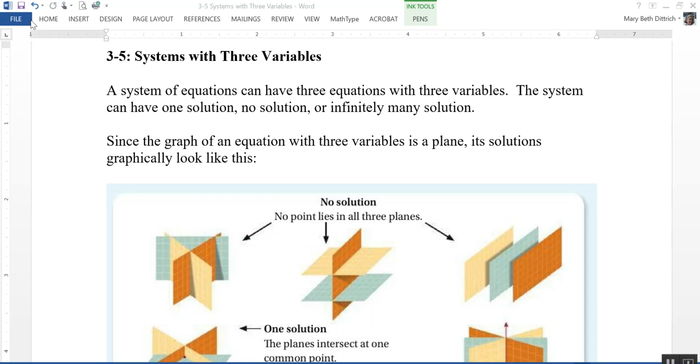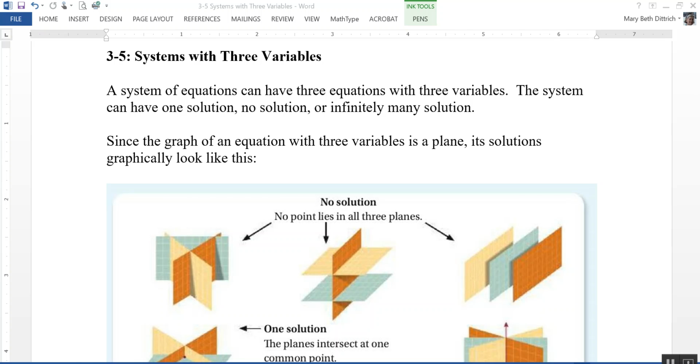Section 3.5 is on systems with three variables. In the previous sections, we took a look at systems of equations that had two variables, and to solve those we needed to have two equations. But you can also have a system of three equations that have three variables. As we saw with a system of two equations, it can have one solution, no solution, or infinitely many solutions.